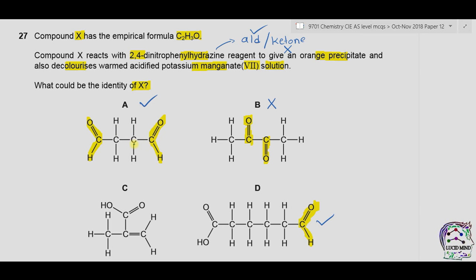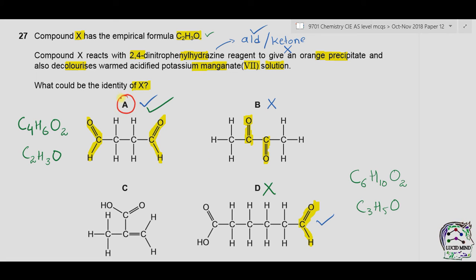Let's find the molecular and empirical formulas. We have 4 carbon atoms in A, 6 hydrogen atoms and 2 oxygen atoms. So the empirical formula is C2H3O. It is similar to this one. In D we have 6 carbon atoms, 10 hydrogen atoms and 2 oxygen atoms. The empirical formula will be C3H5O. This is not similar, so therefore D is incorrect. Correct answer is therefore A.